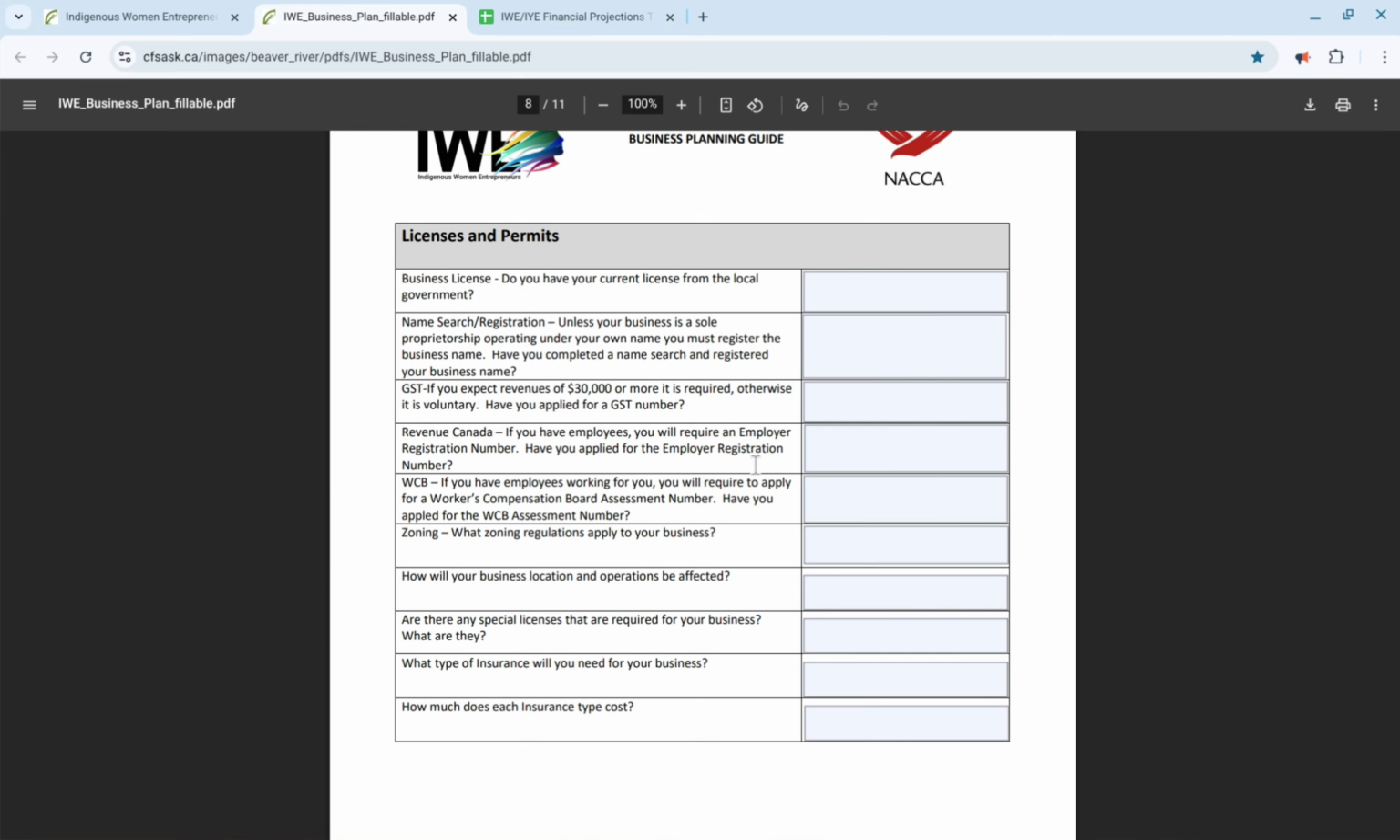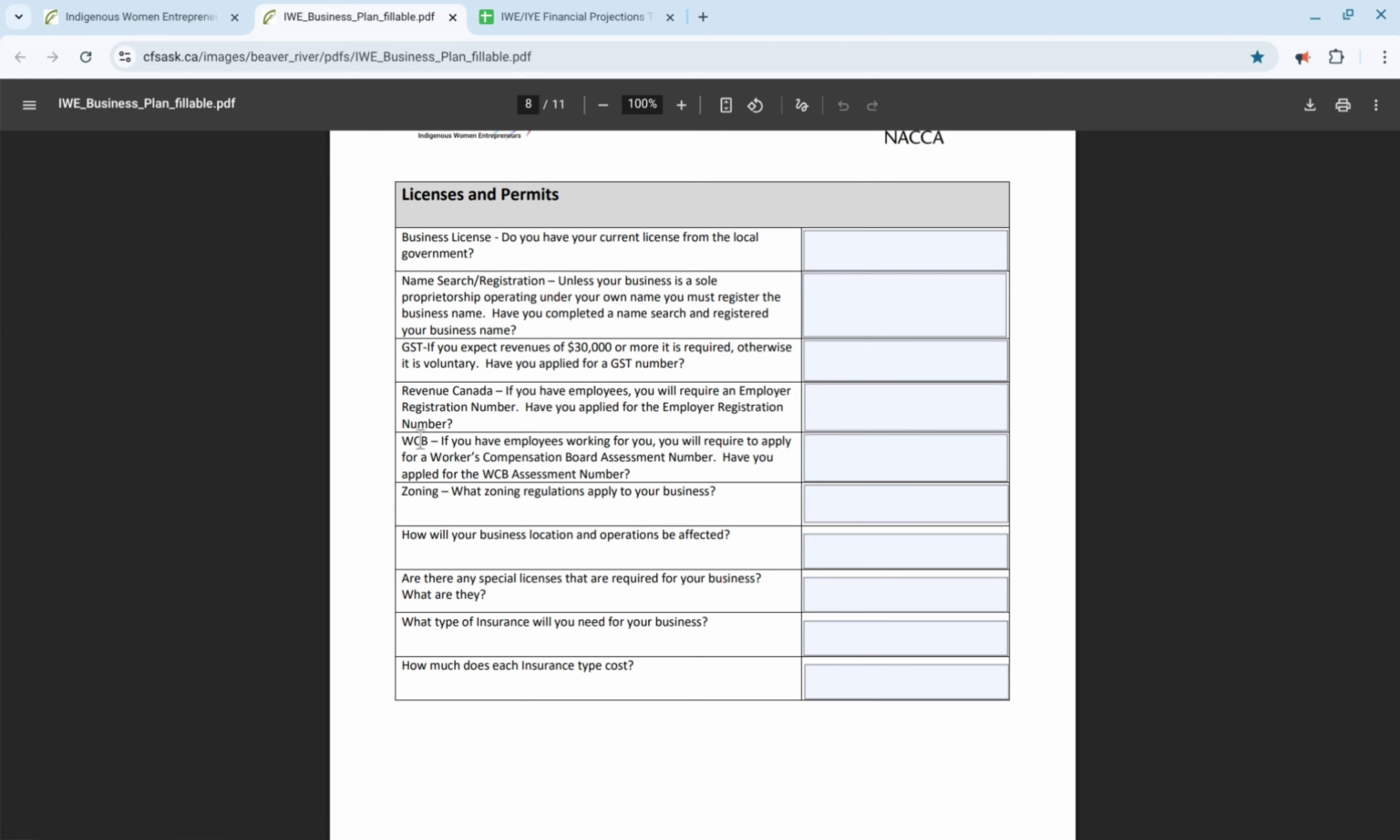Next is Revenue Canada, so the CRA. If you have employees, you will require an employer registration number. Have you applied for the employer registration number? So this would be similar to GST, except it's payroll, also through the CRA. So if you've applied, just indicate that here.